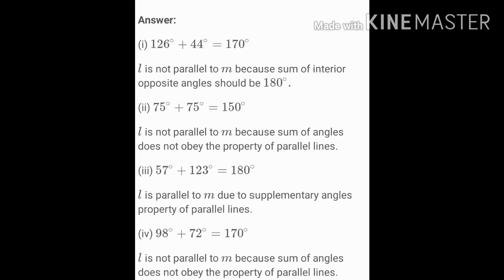Second part, we are going to add 75 plus 75. It makes 150 only. Again, L is not parallel to M because the sum of angles does not obey the property of parallel lines. Now third part, 57 plus 123, again it is making 180 degrees. So L is parallel to M due to the supplementary angle property of parallel lines. Now in fourth part, 98 degree plus 72 degree makes 170 degree. Therefore, L is not parallel to M because the sum of angles does not obey the property of parallel lines.